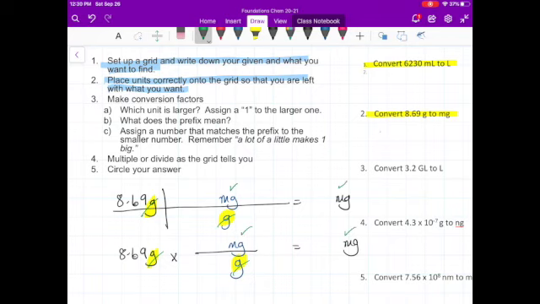Step 3 says make conversion factors. So I'm going to make my conversion factor. The first step of making a conversion factor, which unit is larger? Assign 1 to the larger one.